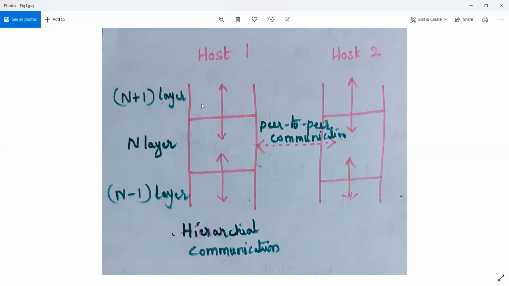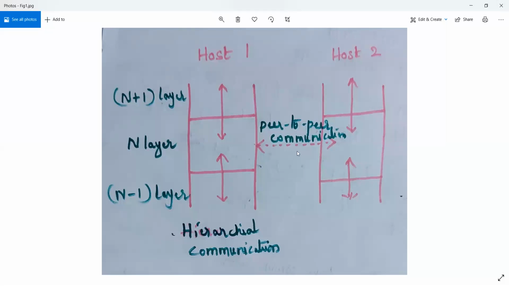Hierarchical communication. This is host 1 and this is host 2. In this example, I take only 3 layers: N layer, N minus 1 layer, and N plus 1 layer. Here N means 2, 2 minus 1 is the first layer, and 2 plus 1 is the third layer. If communication takes place from layer 2 to layer 3, layer 2 to layer 1, between different layers in the same machine, it is known as hierarchical communication. The machine is host 1 only, but the levels are different.